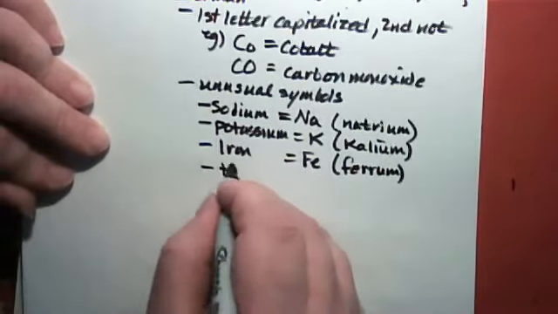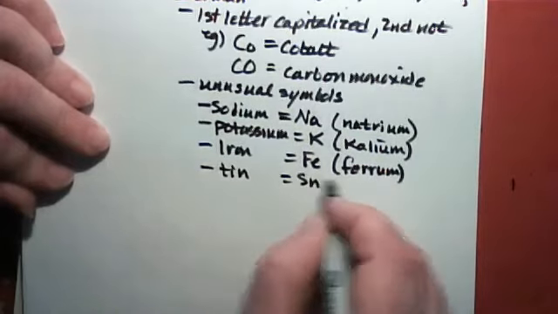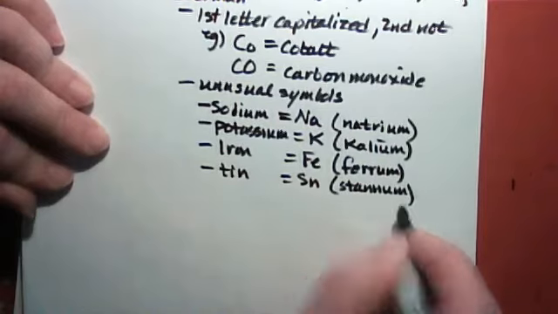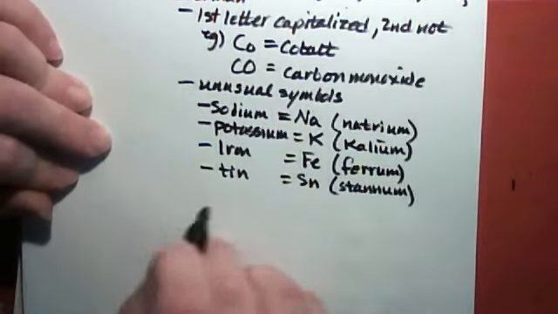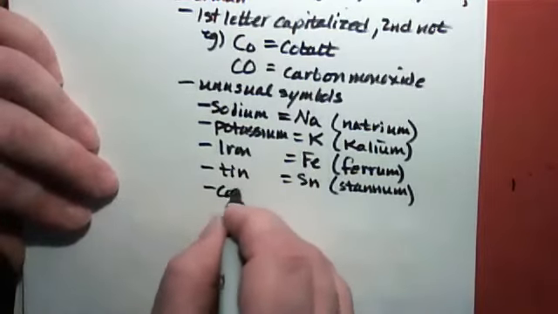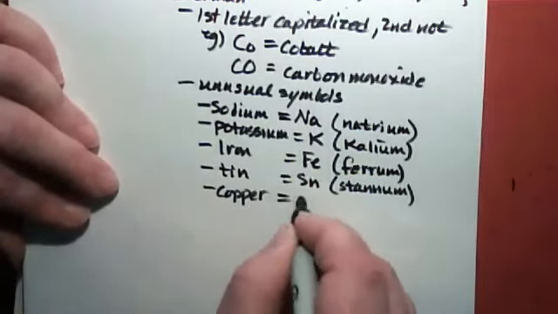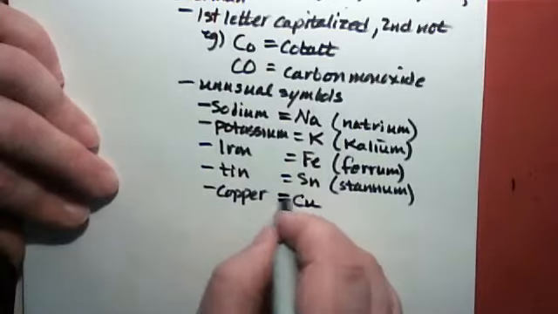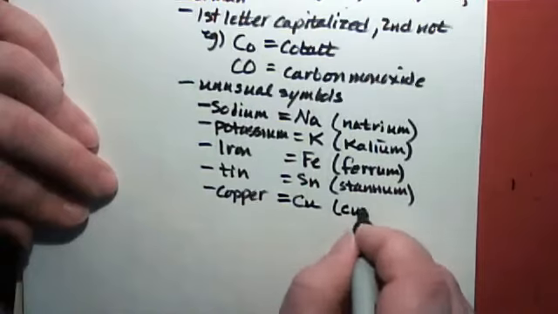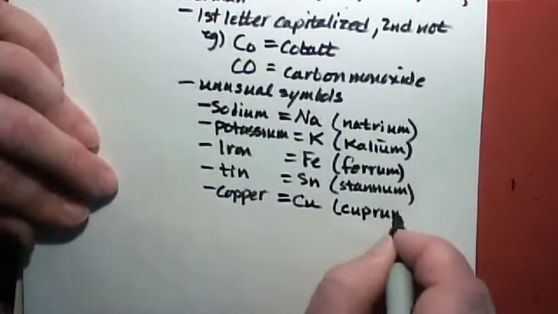Tin has a symbol of Sn because in Latin it's stannum. Copper has a symbol Cu, which is almost what you'd expect it to be, but not quite, because in Latin it's close, but not quite the same as cuprum.